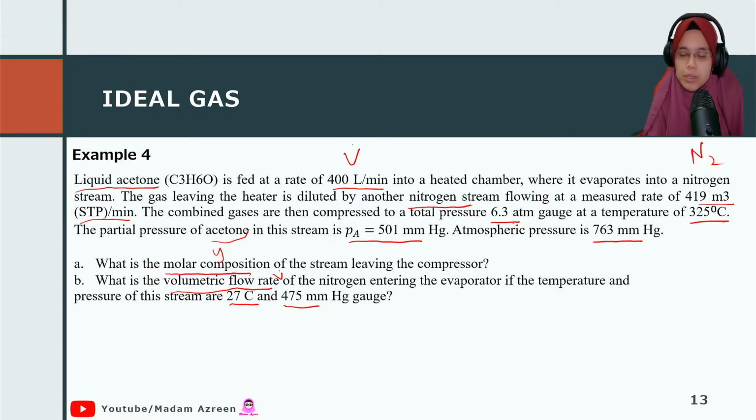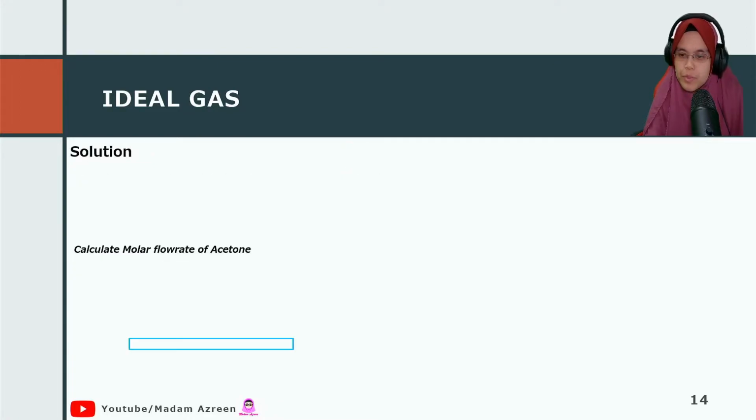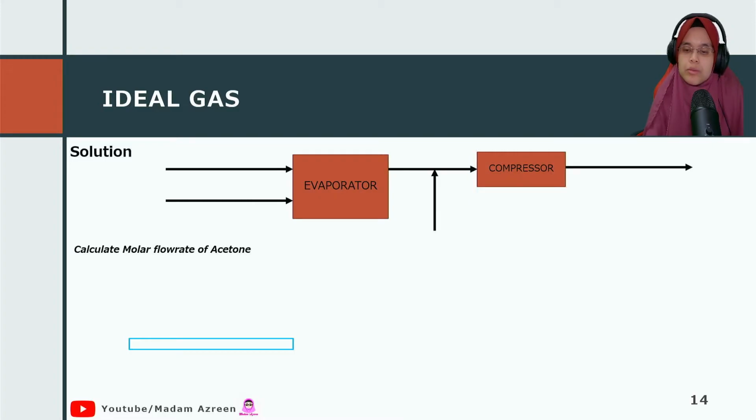Okay, let's go to the solution. So we have to draw a process flow sheet. There are two pieces of equipment here, which are a compressor and an evaporator. Okay. And then we have to label the information we have here.